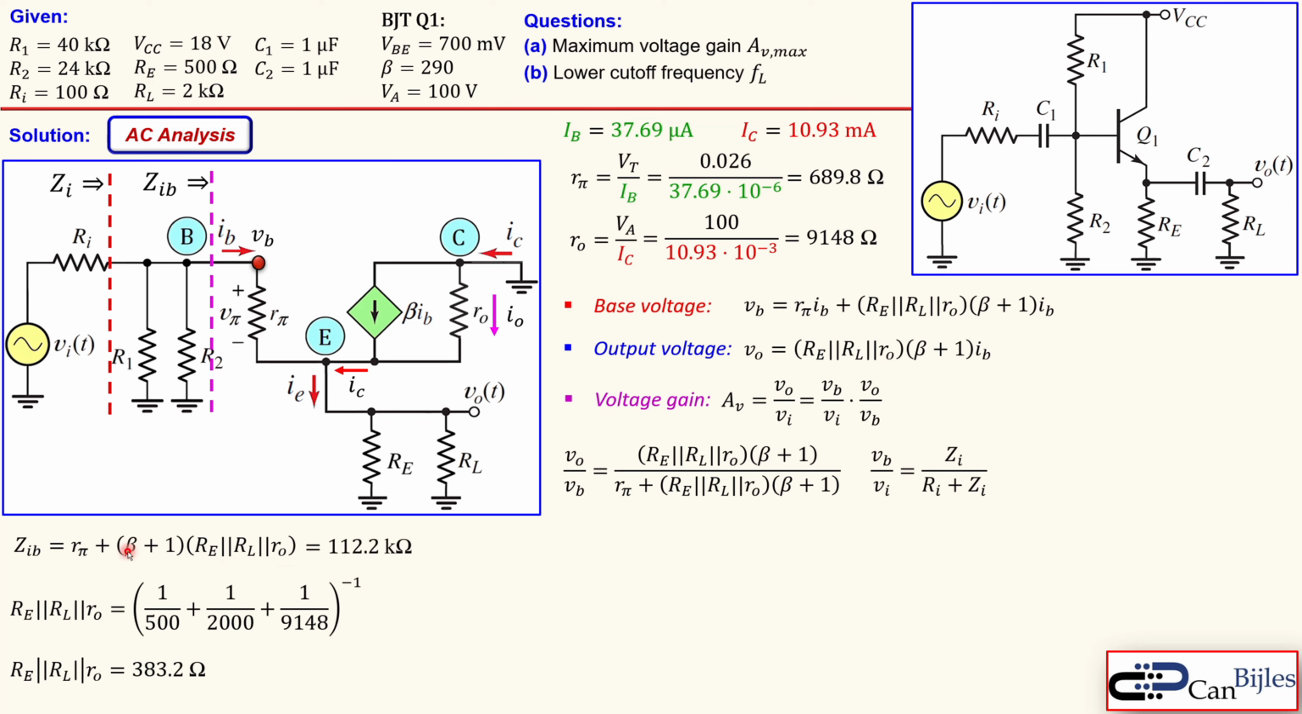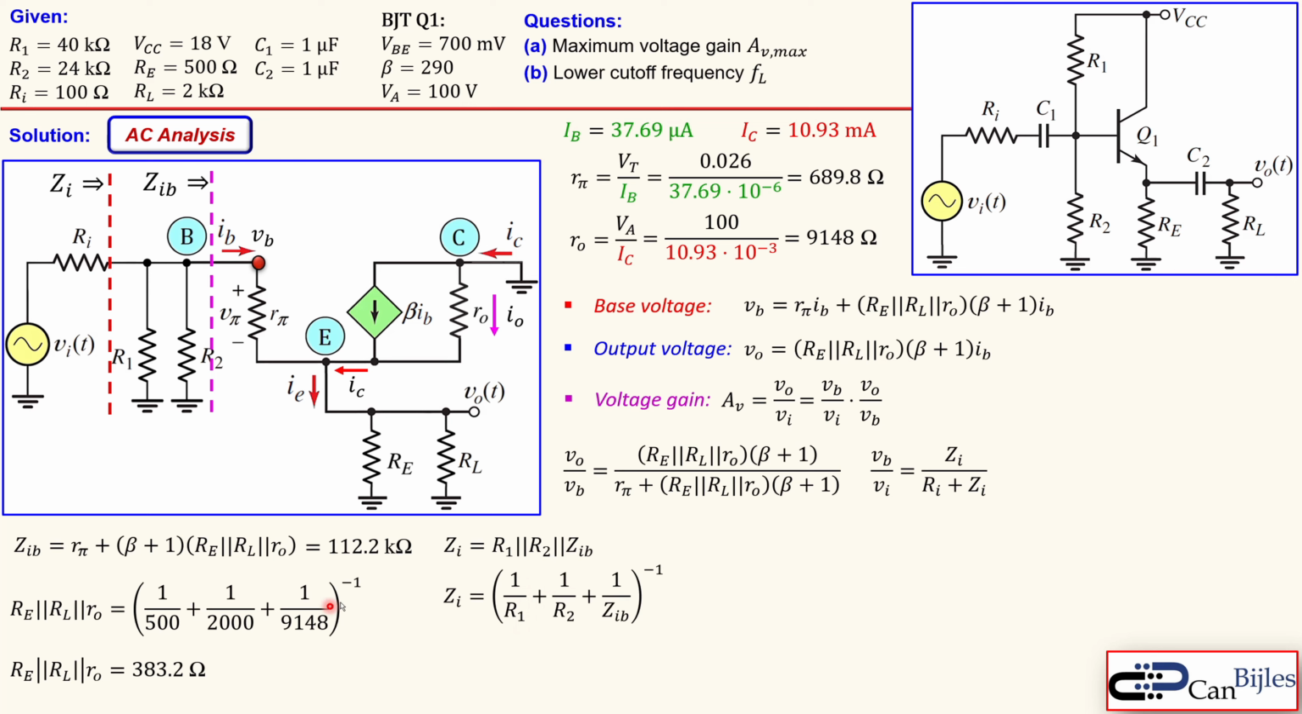So we can calculate that. Just 209 times this one plus the R pi we have here, so that will result in 112.2 kilo ohms. And ZI, which is this one, is the parallel combination of R1, R2 and the ZIB. That's shown here. Again, similar form, 1 over R1 plus 1 over R2 plus 1 over ZIB.